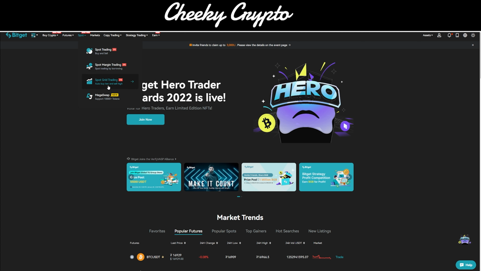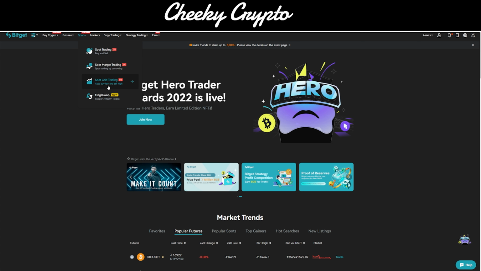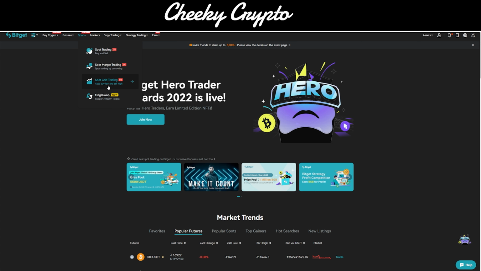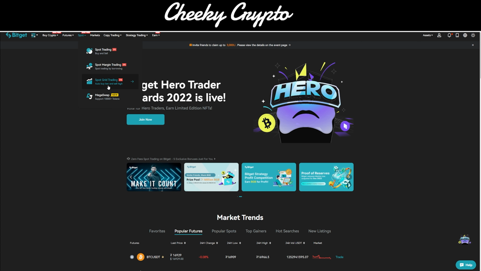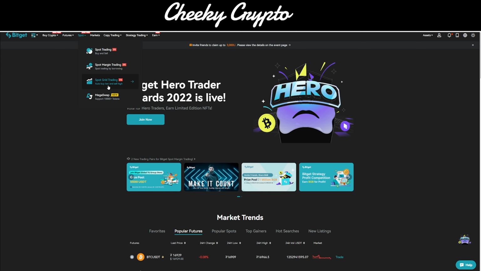Now, as we come down, we have the spot grid trading, which is again automatically buying low and selling high. Okay, so basically only really making money when the price goes in the upward direction. So great for a bull market, for example, and sometimes can work well in a bear market, but again tricky to always buy low and sell high.